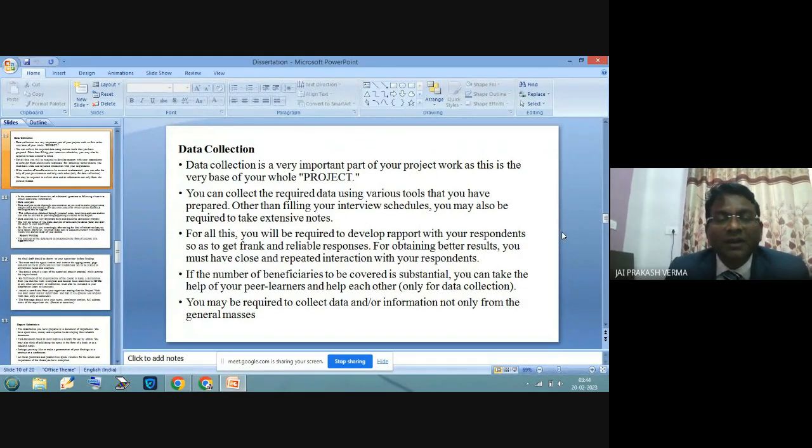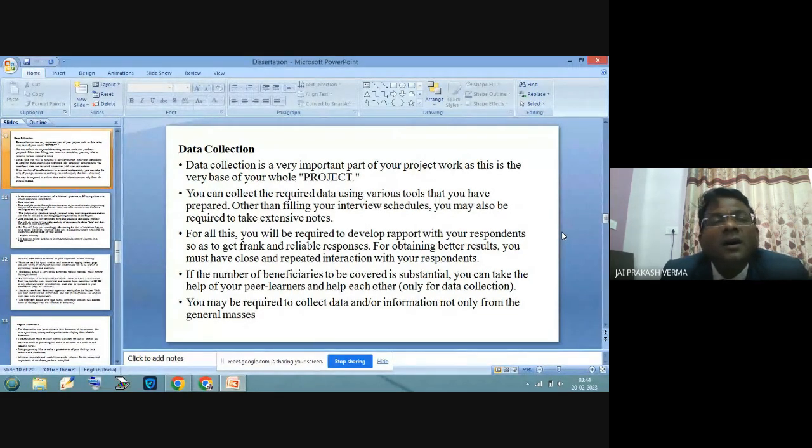So it's a basic thing which is required when you go for field study work. If the number of beneficiaries to be covered is substantial, you can take the help of your peer learners and help each other only in the data collection. You may be required to collect data or information not only from the general masses. You must go and connect to households.